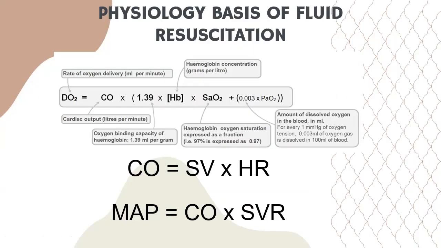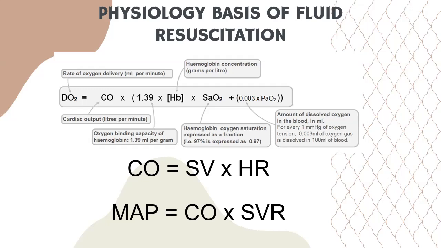Okay, so now we go to the physiology basis of fluid resuscitation. The ultimate goal of resuscitation with fluids, vasopressors and inotropes is to ensure adequate oxygen delivery to prevent or treat organ dysfunction. So what we want to do is to deliver oxygen to your tissues so they don't die. So the oxygen flux formula is your oxygen delivery depends on your cardiac output, oxygen binding capacity, your hemoglobin, your oxygen saturation, and also your amount of dissolved oxygen in the blood, your PaO2.